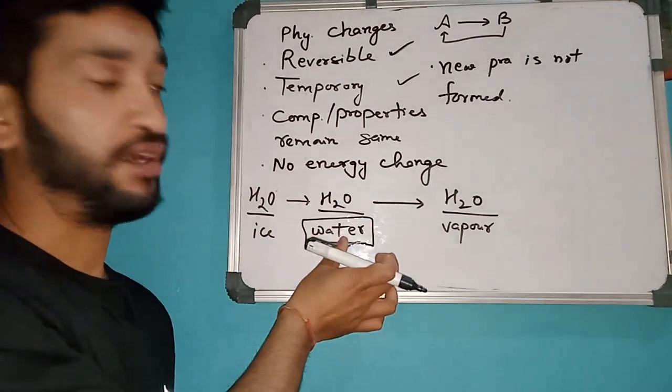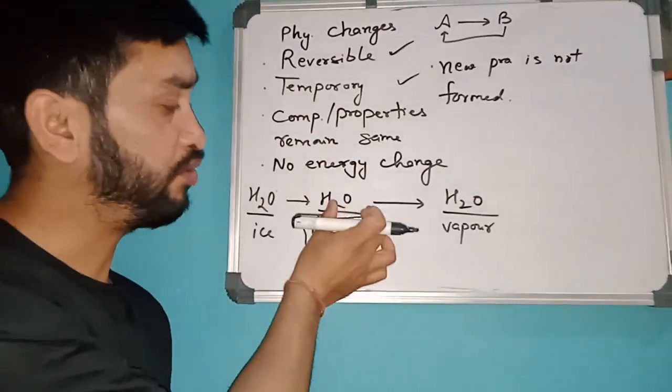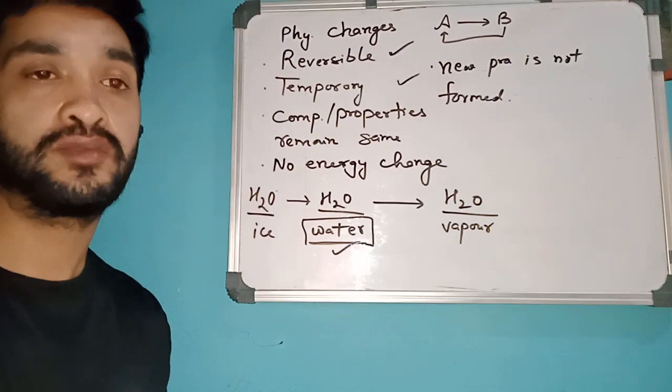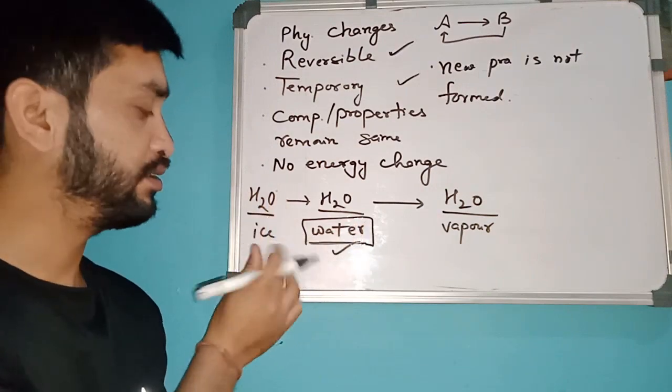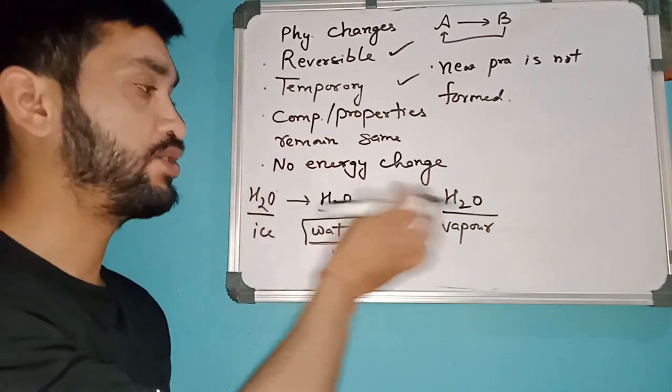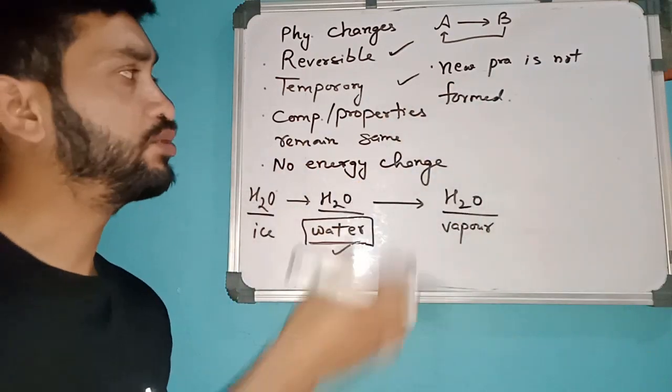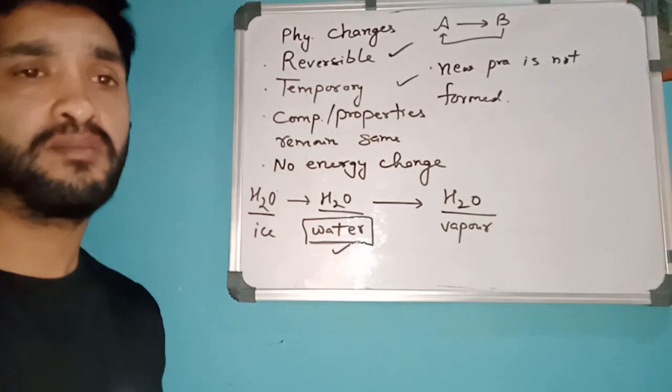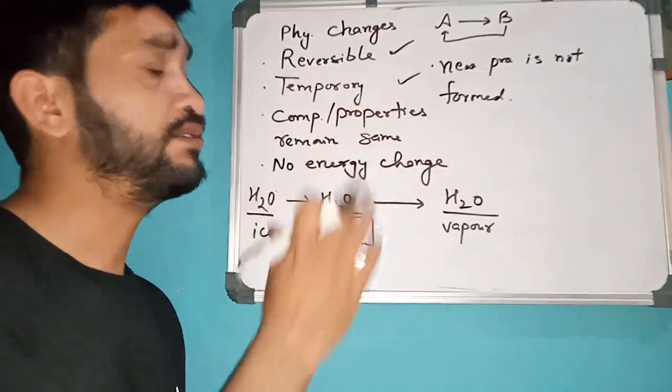H2O, after changing temperature and pressure, again the formula is H2O. Do not get confused with dry ice. This is simply ice. Dry ice is CO2. This is ice, formula H2O, water H2O, water vapor H2O. So there is no change in composition or properties of this given substance.